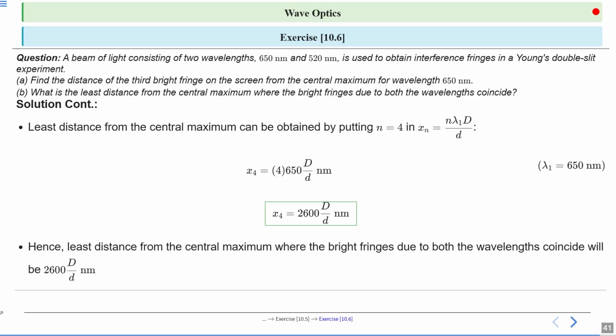So finally we conclude that the least distance from the central maximum where the bright fringes due to both wavelengths coincide is 2600 multiplied by capital D upon small d nanometer. This shows us how different wavelengths can align at specific points, creating coinciding bright fringes.